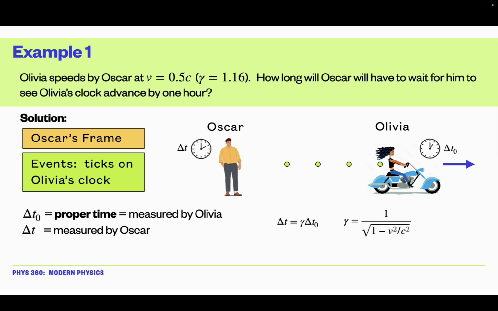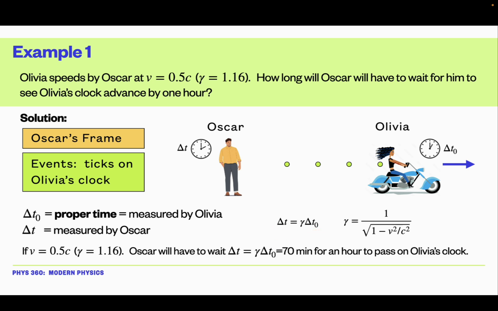So once you figure that out, you've done all the work, right? Then you just use the time dilation equation and plug in the values. We know that gamma is 1.16. If delta t naught is 1 hour that elapsed on Olivia's clock, so 60 minutes times 1.16 is about 70 minutes. So Oscar would have to wait 70 minutes for 1 hour to evolve on her clock.